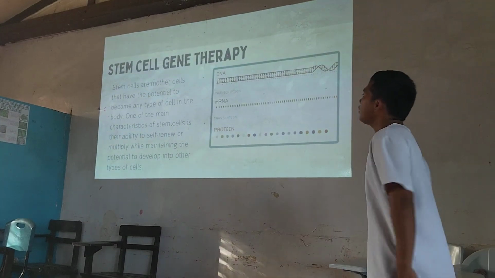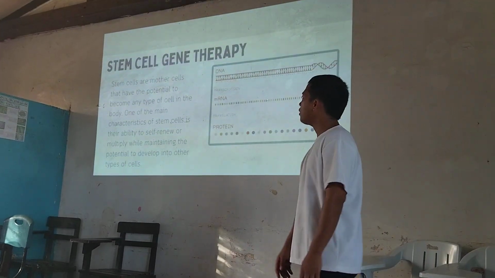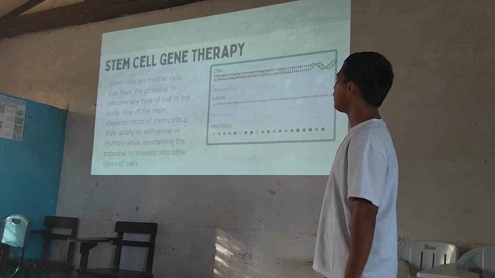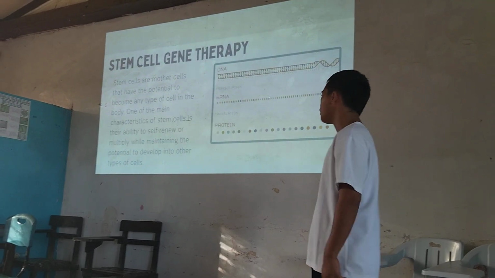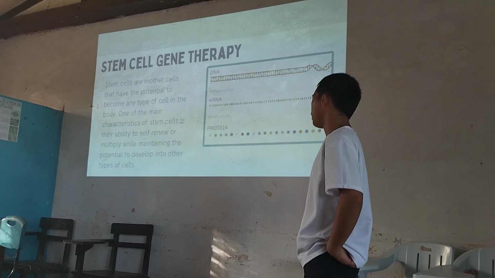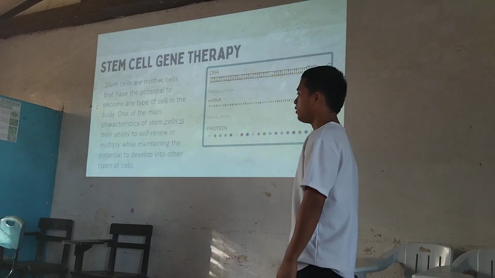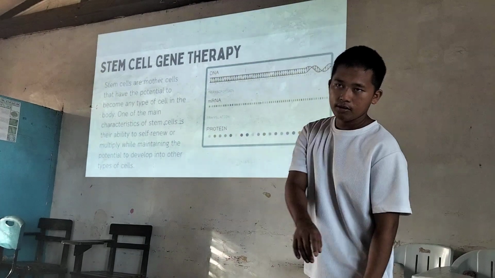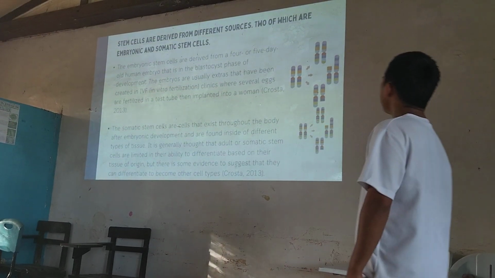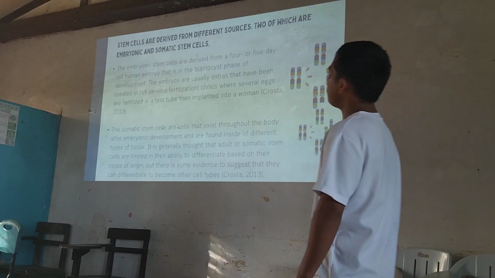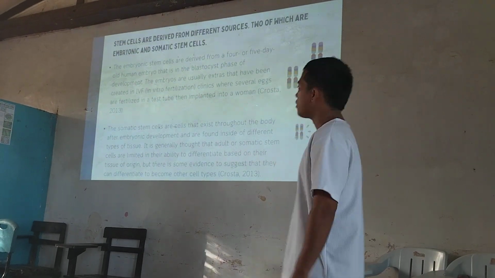Next. Stem cell gene therapy. Stem cells are mother cells that have the potential to become any type of cell in the body. One of the main characteristics of stem cells is their ability to self-renew or multiply while maintaining the potential to develop into other types of cells. Stem cells are derived from different sources, two of which are embryonic and somatic stem cells.